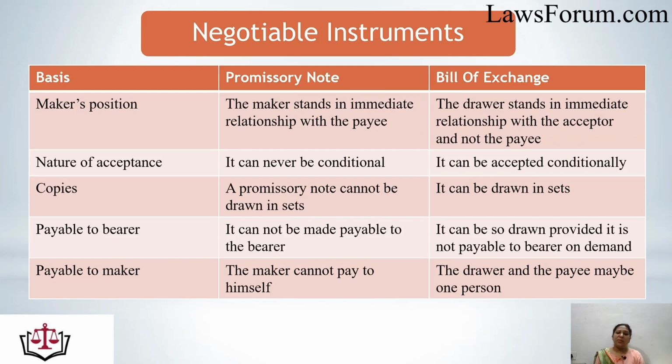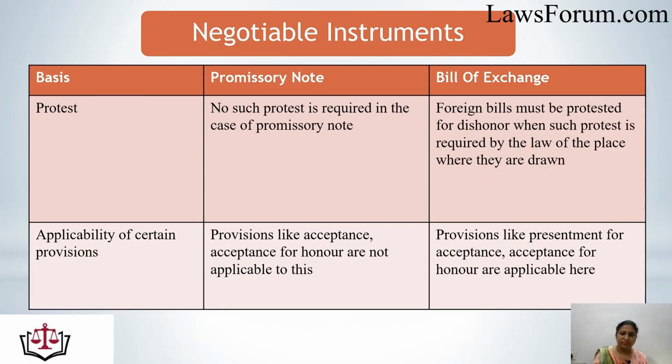Payable to maker. The maker cannot pay to himself. Means there must be at least two parties. One maker, and another should be the payee to whom the maker can pay for the promissory note. But in case of a bill of exchange, the drawer and the payee may be the same person. Next difference is protest. No such protest is required in case of a promissory note. But in case of a bill of exchange, foreign bills must be protested for dishonor when such protest is required by the law of the place where they were drawn.